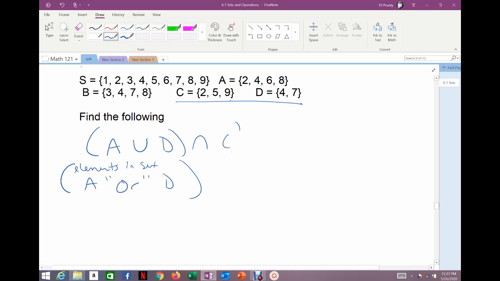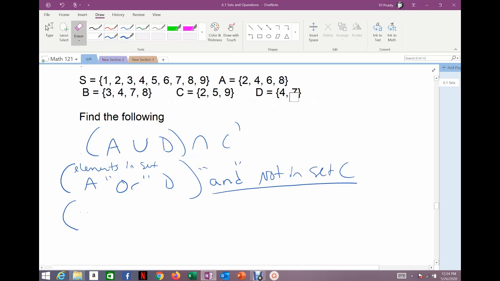Then outside, once I figure this out, I then do the next step, which is the elements in that and, that's the symbol, and that's the complement, not in set C. And I do that last. So the first thing I do, and I'm going to just put the numbers in the grouping symbols, is figure out, well, what elements are in A or D?